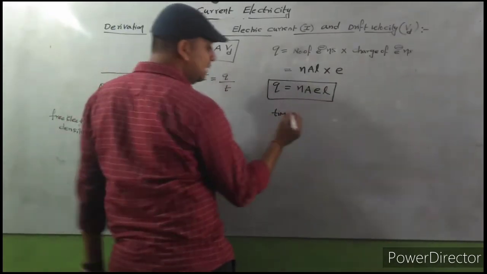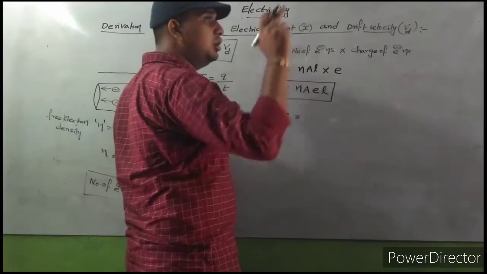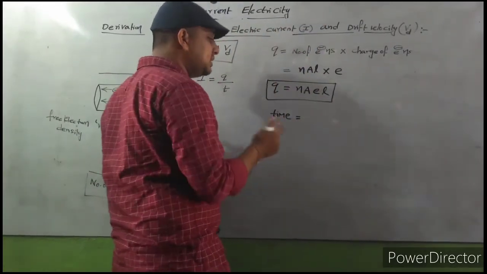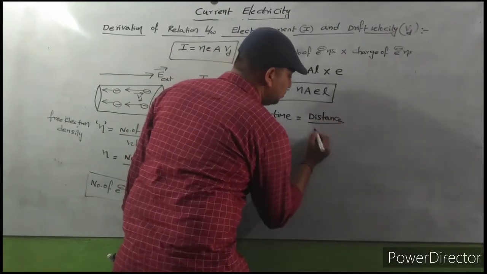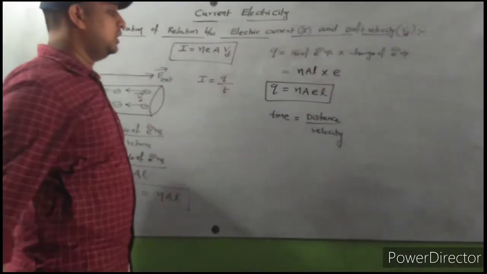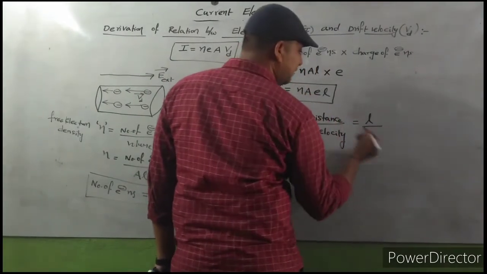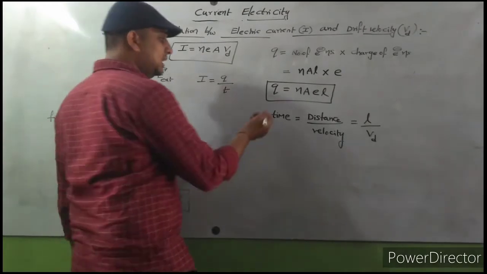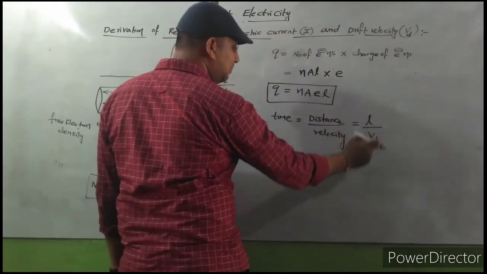Time is nothing but, we know already, velocity is equal to distance by time. So time is equal to distance by velocity. Distance is nothing but here length L, and velocity is drift velocity Vd. So time is equal to L by Vd.